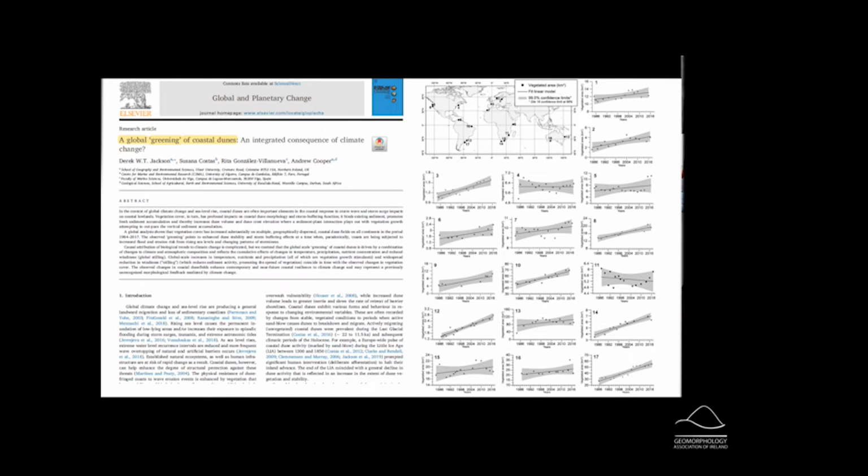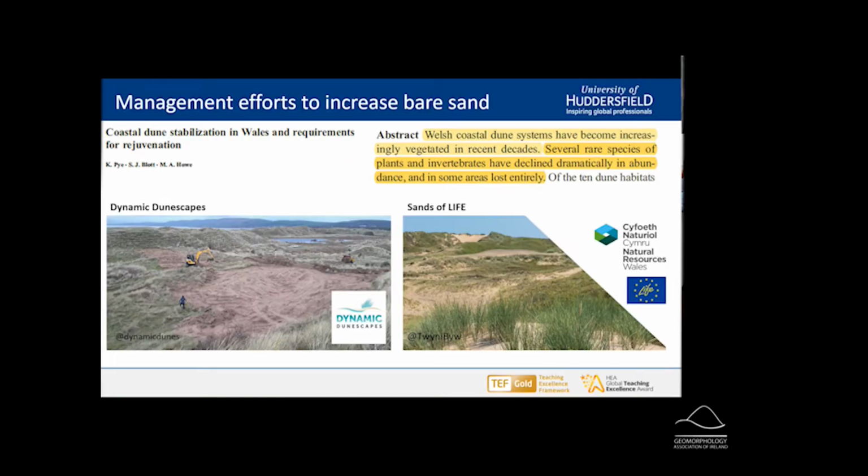However, there are some exceptions, and some people have become quite worried about this, particularly Kenpai et al. in 2014. They wrote that several rare species of plants and vertebrates have declined dramatically because of this homogenization of vegetation. So you're losing that mosaic of habitats, you're losing those bare sands, those sand dune slacks, which your amphibians live in.